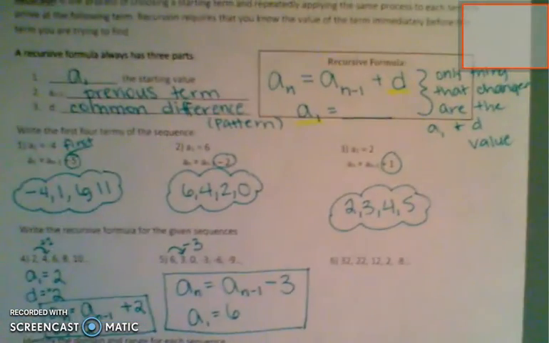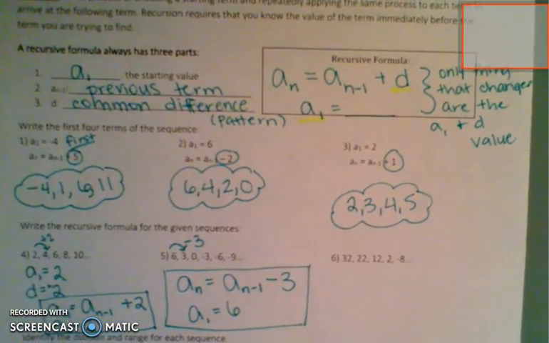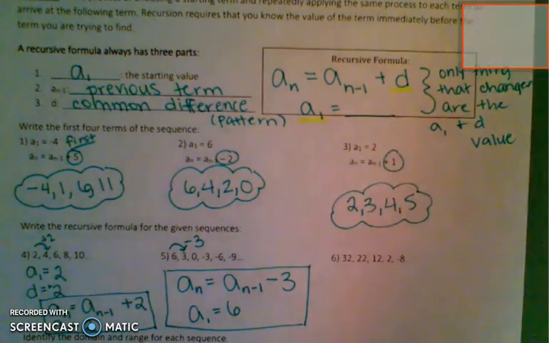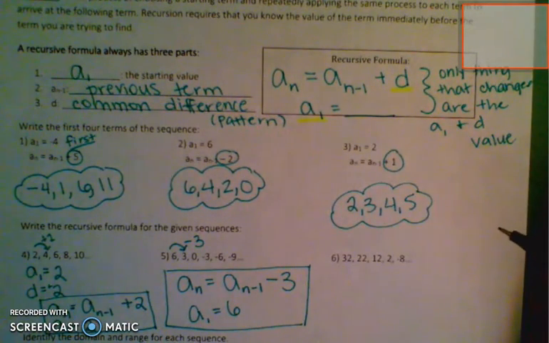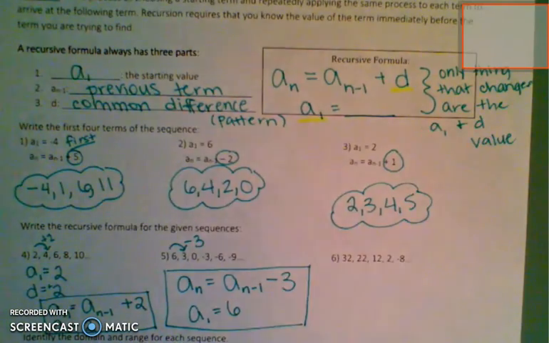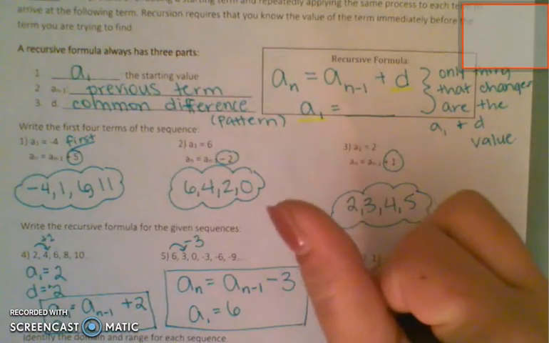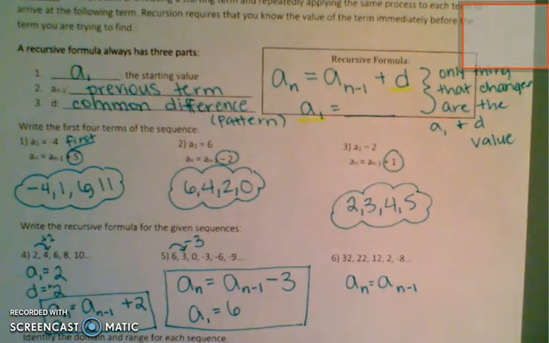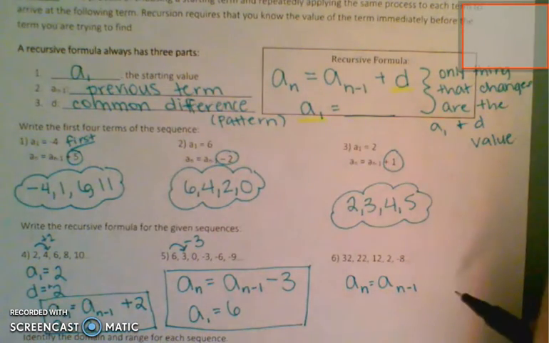Okay, so you know how we skipped number 6? We're going to go back to number 6. Okay, on number 6, again, we're writing the recursive formula. So you need the pattern and your A1. Okay, so you always have A sub n equals A sub n minus 1. That's always the same. And then you put your pattern at the end.